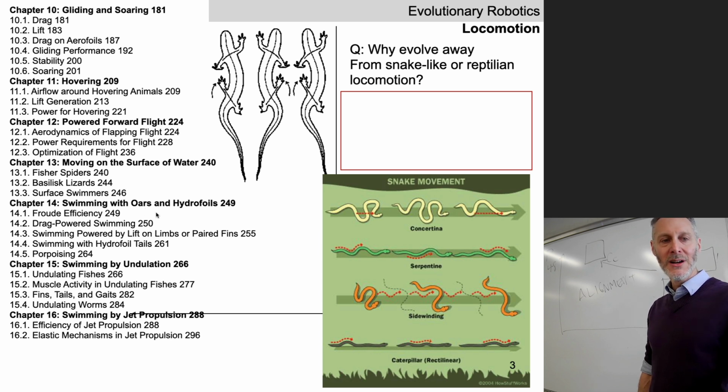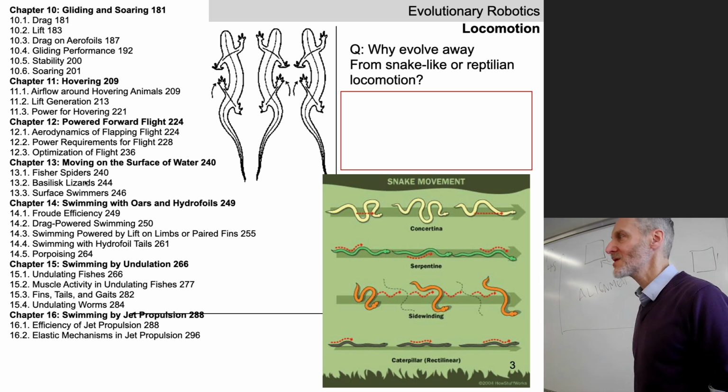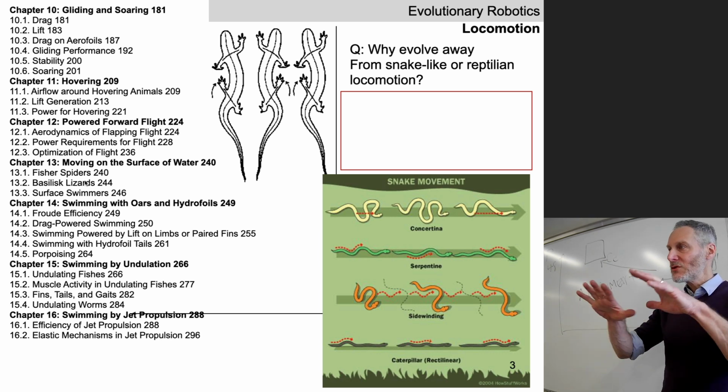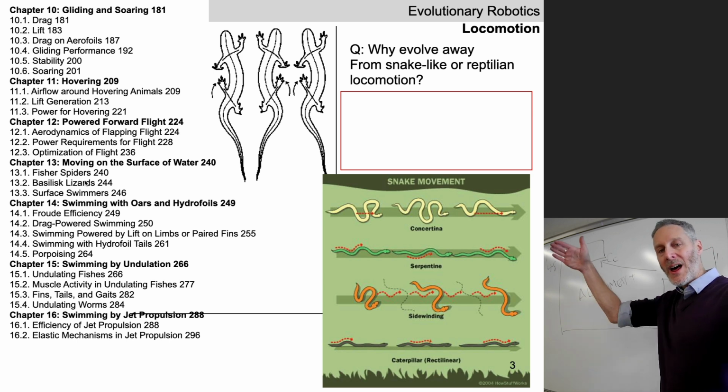Crawling and burrowing. Gliding and soaring, hovering, they're animals that hover, powered forward flight, pterodactyls, insects, birds, moving on the surface of water, swimming with oars and hydrofoils, swimming by undulation, and finally, swimming by jet propulsion. Who swims by jet propulsion? Squid, cephalopods, octopi, cuttlefish. Yeah. When you stop to think about it, it's amazing the diversity of ways that organisms get from point A to point B.